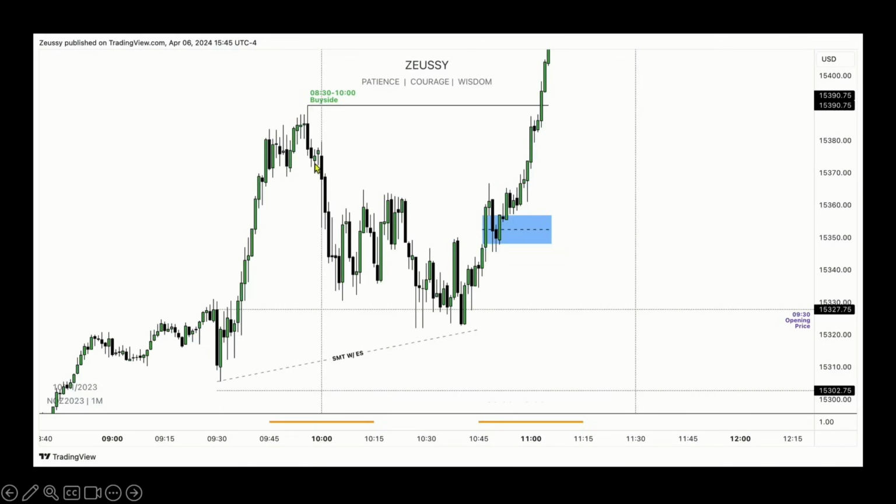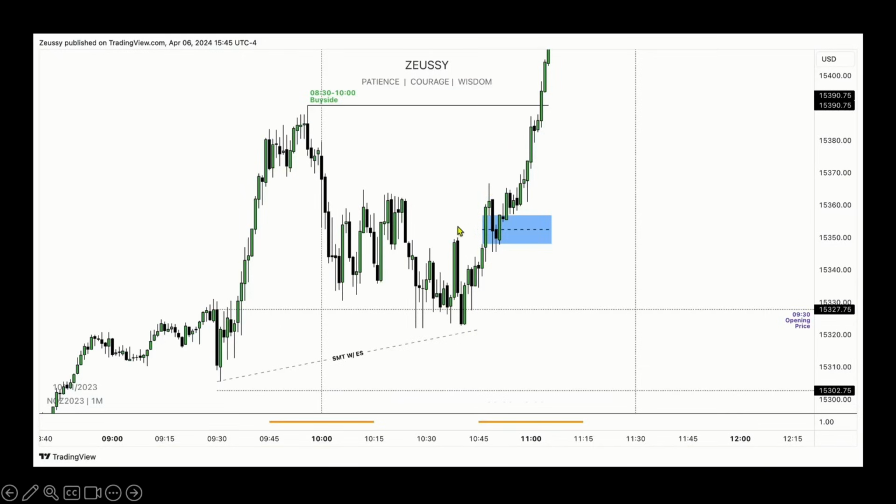Well, the news sent price lower, so therefore we must anticipate lower prices. We of course know that the opposite is true. Market trades into that 9:30 opening price, consolidates here for a while, goes sideways. A low forms, SMT is present, and then the market displaces to the upside.